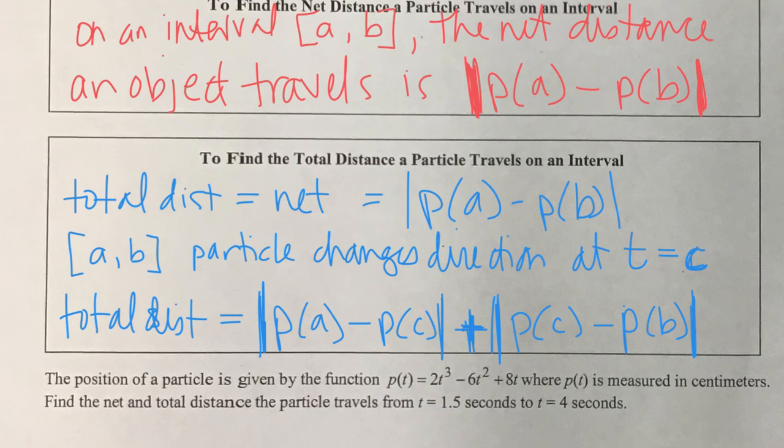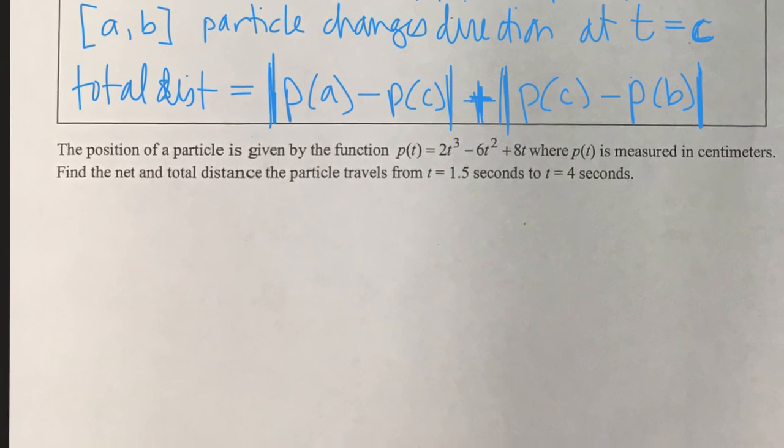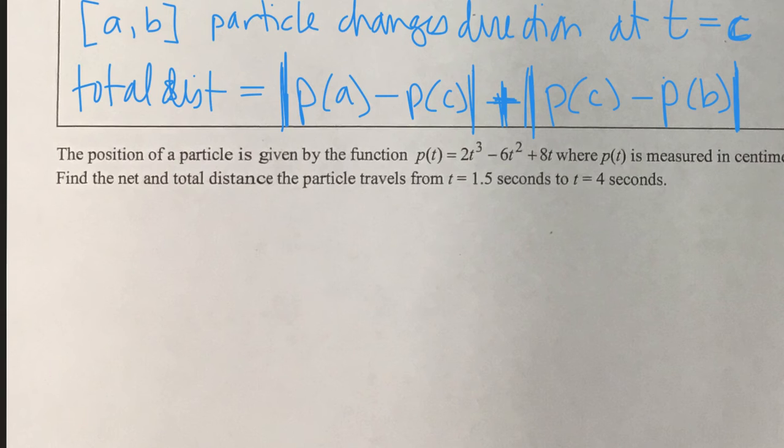So let's practice this net distance and total distance with a formula. Here you have your position formula. It happens to be a cubic: 2t to the third minus 6t squared plus 8t, where position is in centimeters and our time is in seconds.